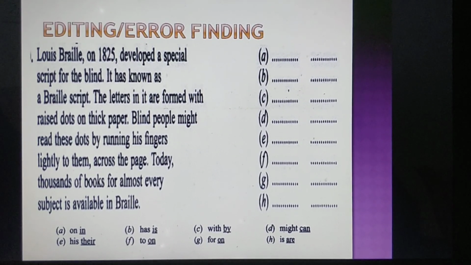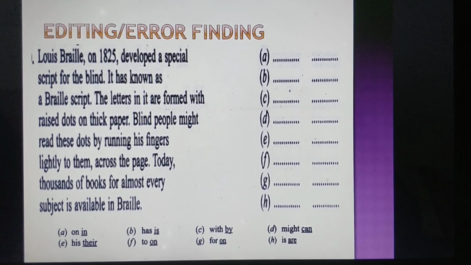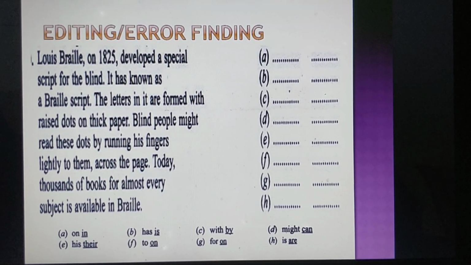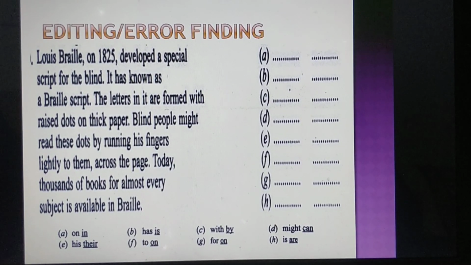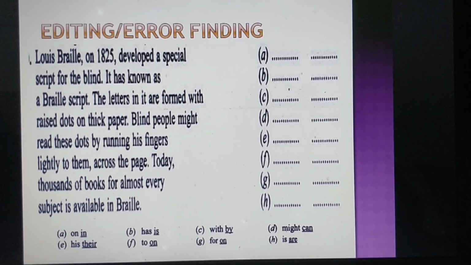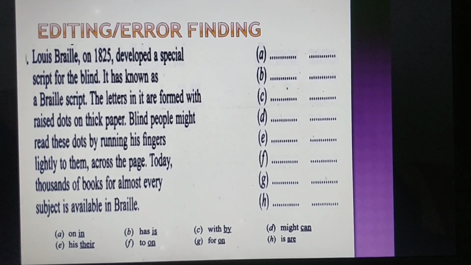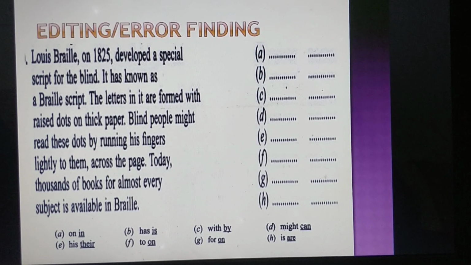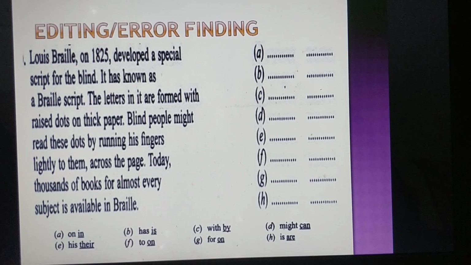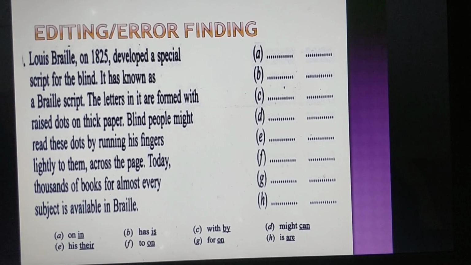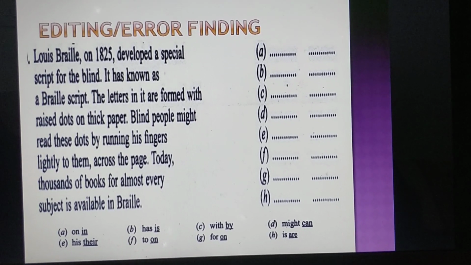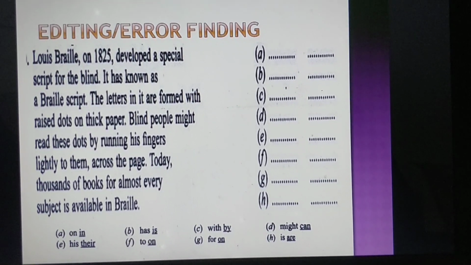Today, thousands of books for almost every subject is available in Braille. Today, thousands of books on almost every subject. In place of for, it should be on. Almost every subject are available. Thousands of books are plural. So here it should be used are available in Braille.